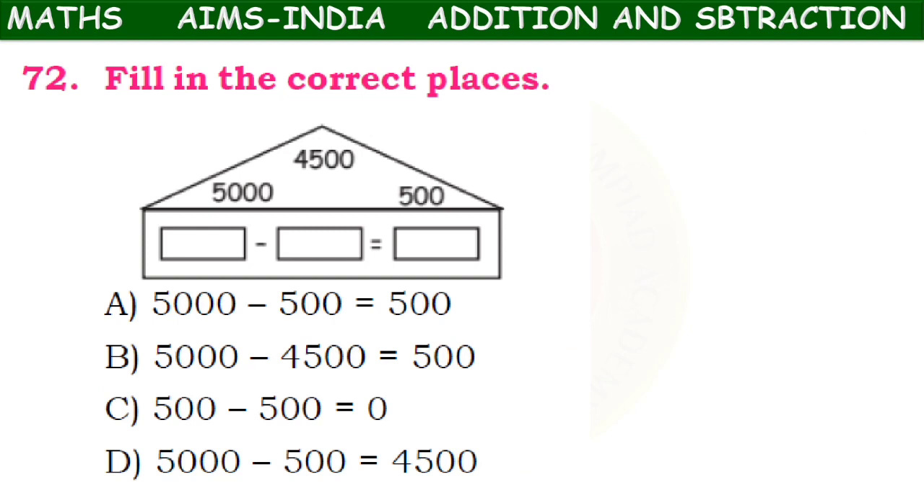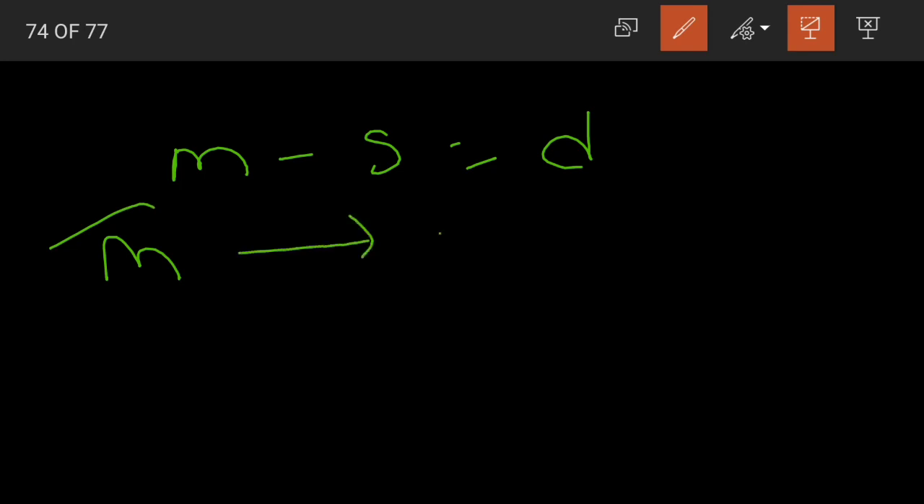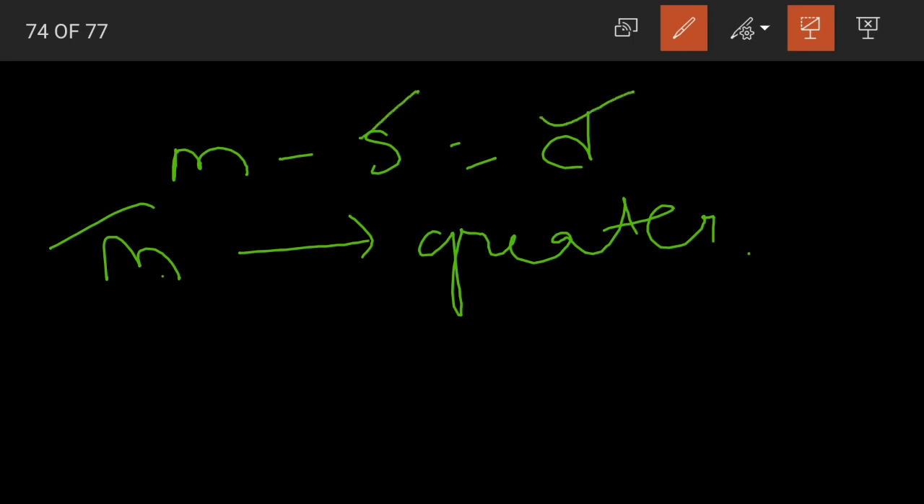Now coming to question number 72. Fill in the correct places. Yes, we have 3 numbers here. We need to find out which is the minuend, which is the subtrahend and which is the difference here. Now if you remember the rules about subtraction, children, see, let me take green color. Yes, minuend minus subtrahend is equal to difference. If you remember the rules of subtraction, minuend is always the greater number. Yes, minuend is greater than both subtrahend and the difference.